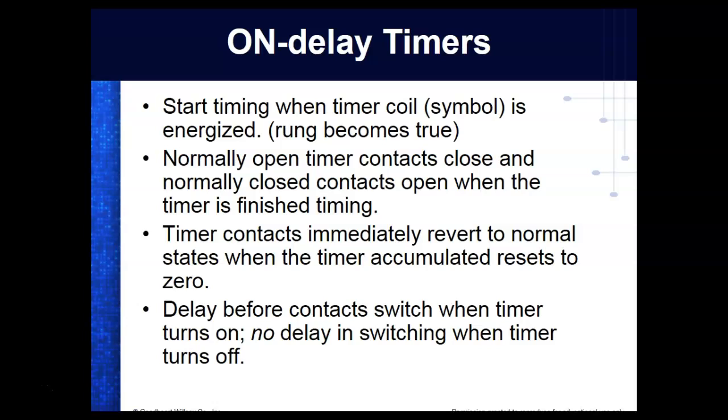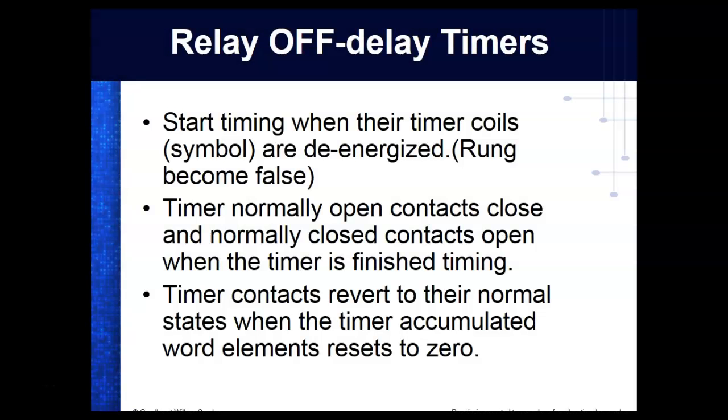Starts timing when the coil is energized, run becomes true. Normally open timer contacts open when the timer is finished timing. Timer contacts immediately revert to their normal state when the timer accumulated data resets to zero. On delay is a delay before the contact switches when the timer runs. Off delay is switching when the timer turns off. Off delay starts timing when the timer coil or symbol turns off.